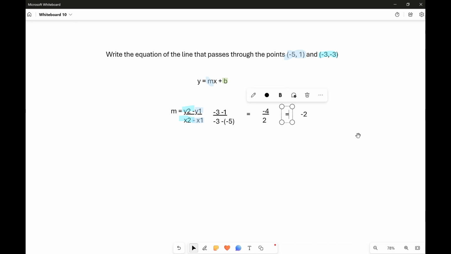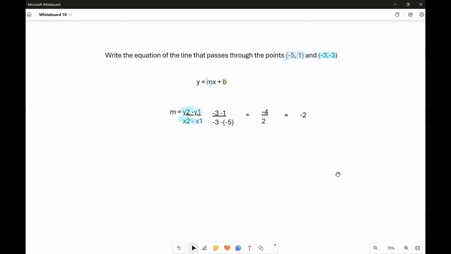So I'm going to take this value of negative 2 and plug it into the m. I'm going to replace y equals mx plus b. I'm going to replace the m with the value of negative 2. Y equals negative 2x plus b. Now I'm going to plug in one of my 2 points, either negative 5, 1 or negative 3, negative 3. It really doesn't matter which one. So let's go ahead and just use this one. The x, remember, is negative 5 and the y is 1.